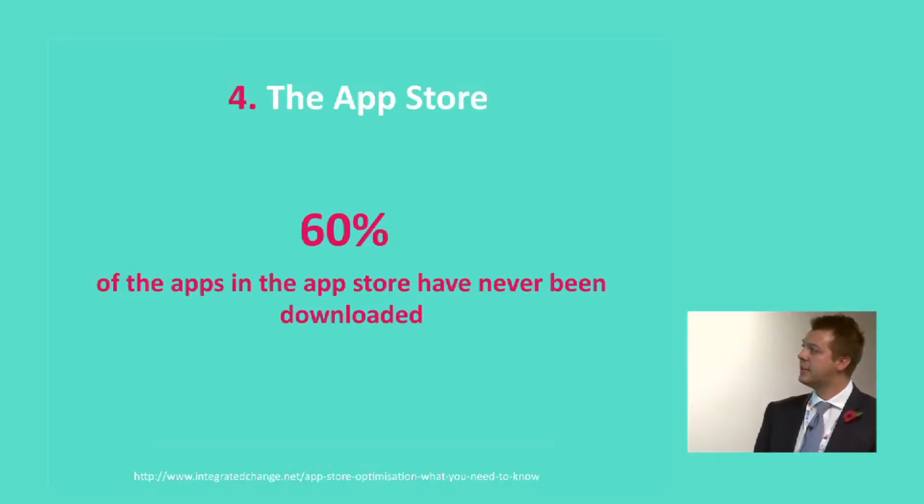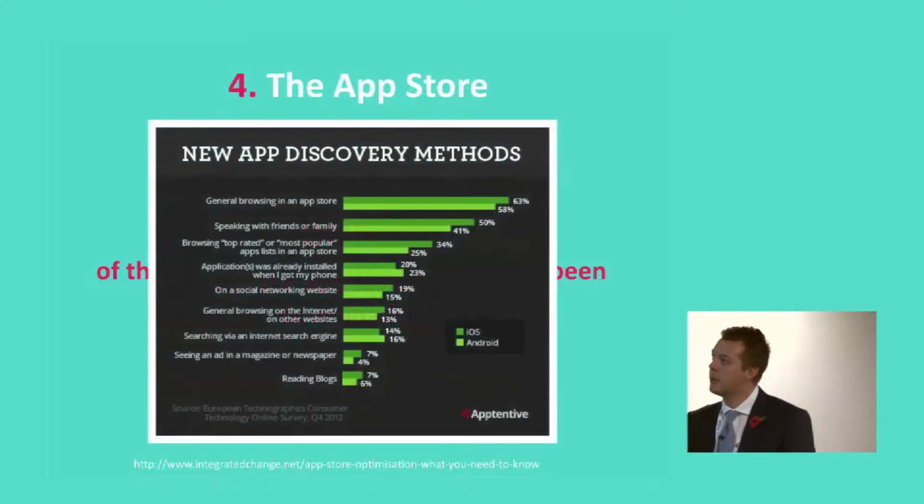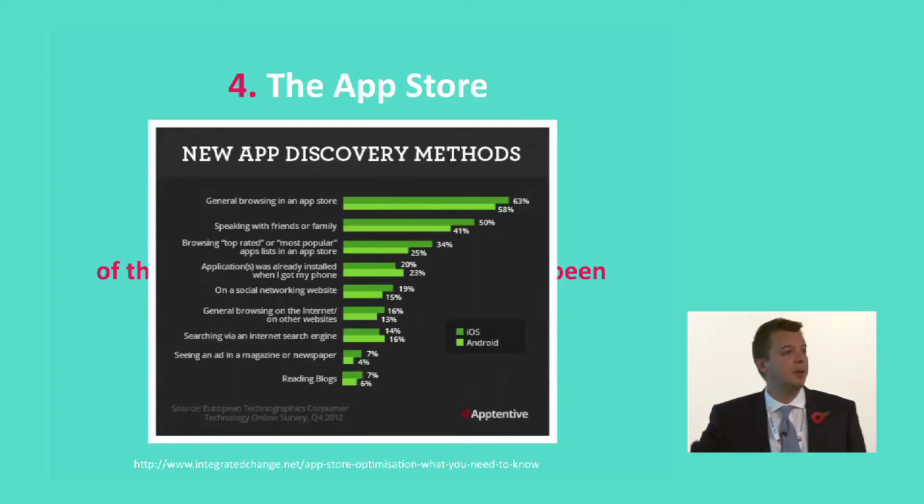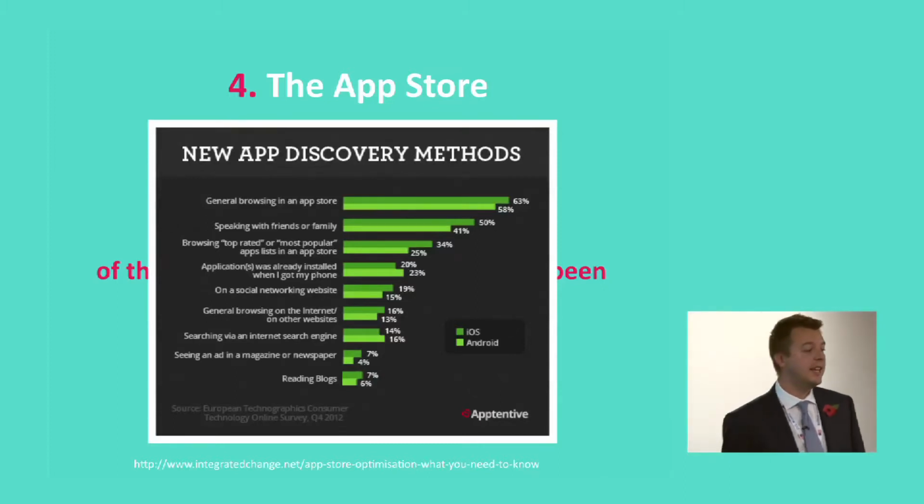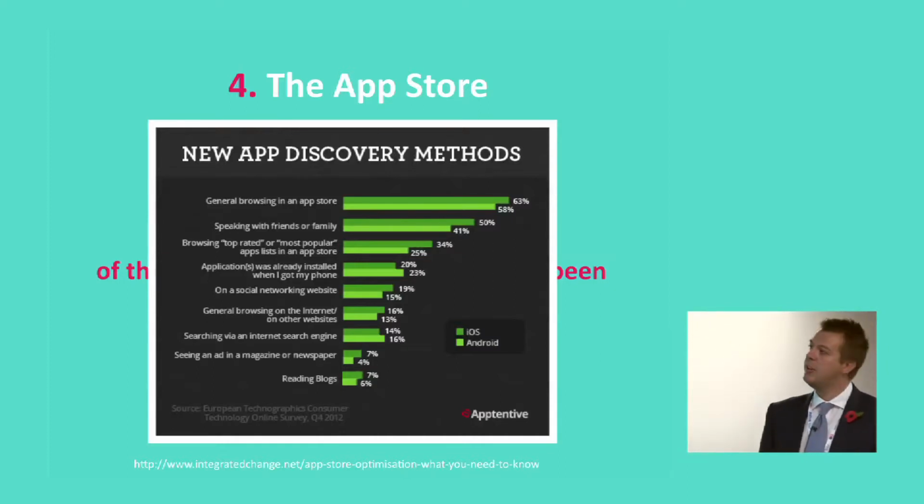If we look at this statistic here, discovery methods by consumers, it's not very clear, you probably can't see it, 63% of users find an application by browsing the App Store, which is quite a high figure. So why is it then that only 60% of the apps in the App Store have never been downloaded? And there's a lot of applications. I think the key to that is that they're probably not optimizing their listing.